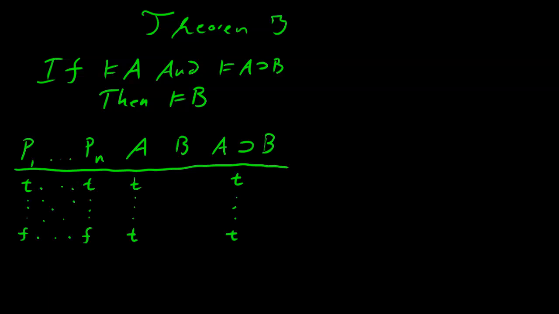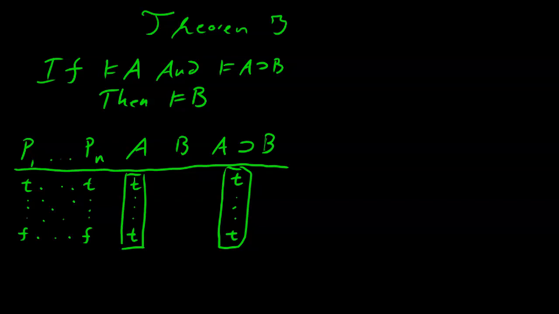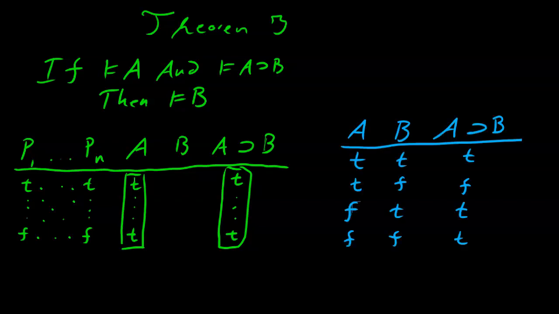In this case, the columns P1 through Pn contain all the primary components in both A and B. Since we know A is valid, we know that the column A will contain all trues. And since we know A implies B is valid, we know that the column for A implies B will also contain all trues.